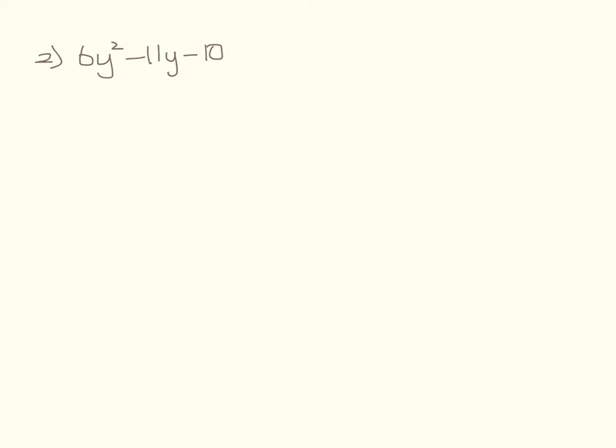Alright, one more. 6y squared minus 11y minus 10. The procedure is exactly the same. Start with the first and the last term, so the coefficient of the y squared and the negative 10. Multiply them together to get negative 60. I'm now looking for two numbers which multiply together to give negative 60 and add together to give negative 11. Factors of 60: 15 and 4, but they need to add to give negative 11 and multiply to give negative 60. So one of my numbers will be negative, but which one? Well, it's just trial and error. Negative 15 plus 4, that's the one I need.